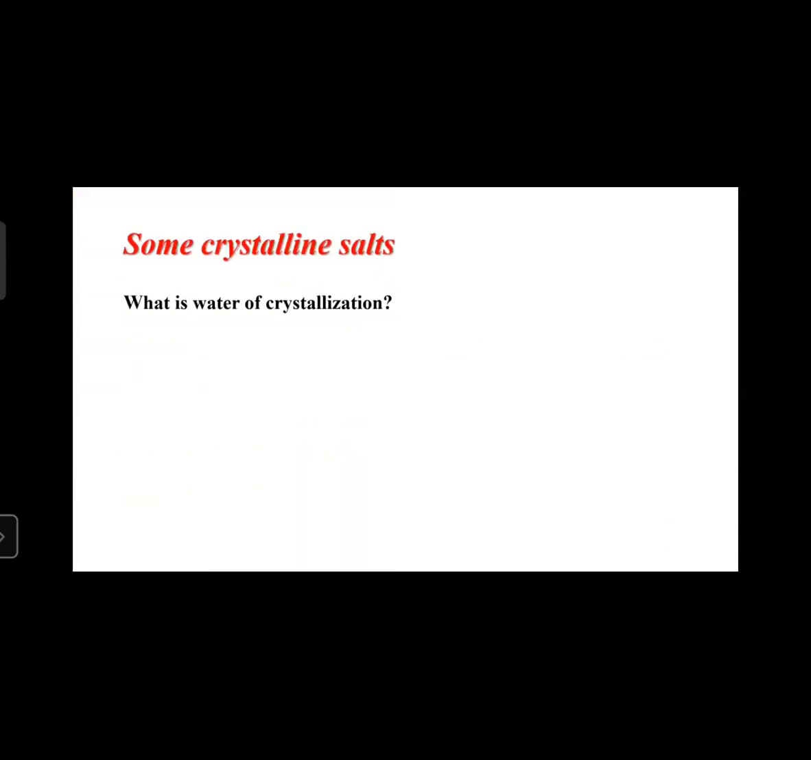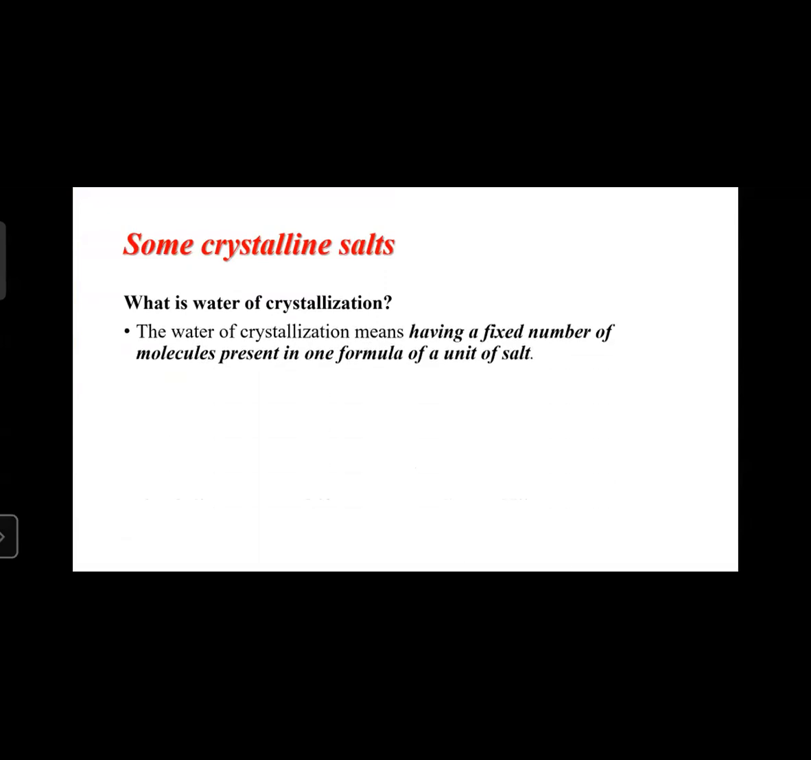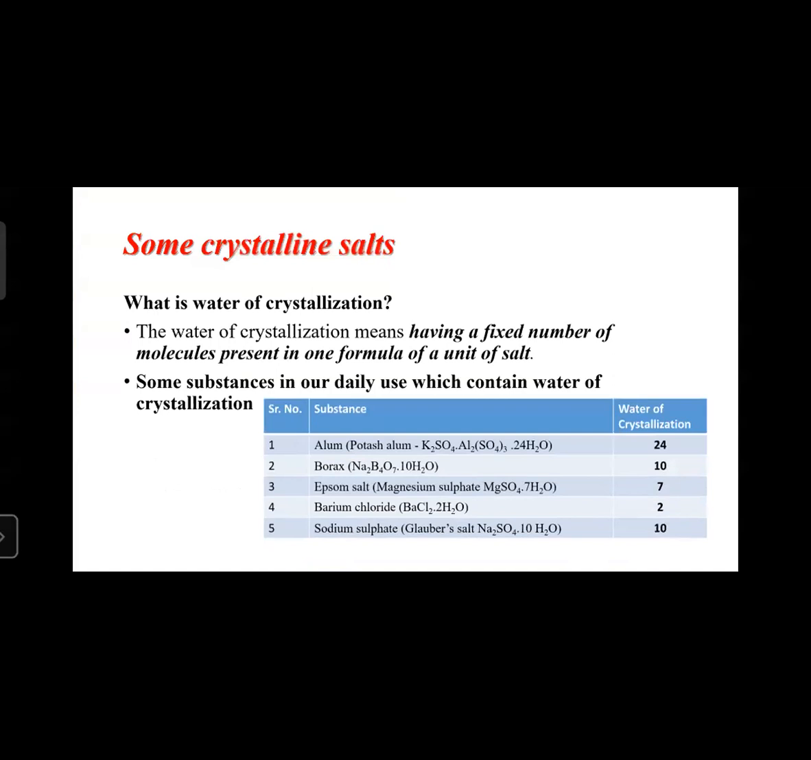Then we have seen some crystalline salts. What do you mean by water of crystallization? The water of crystallization means a fixed number of water molecules present in one formula unit of salt. These are the 5 substances: alum, borax, Epsom salt, barium chloride, and sodium sulfate, and those substances have molecular formulas. In that molecular formula, the number of water molecules is considered as water of crystallization.